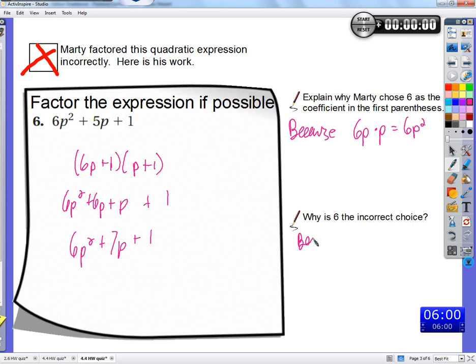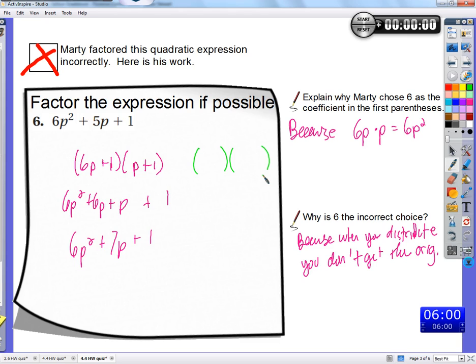Well, it's wrong because when you distribute, you don't get the original. Look at the original expression. Is it possible to factor in such a way that when we do distribute, we do get the original expression? Factor 5P, didn't you? Well, the 5P, that P term right there is going to be the result of this times that plus this times that. And so that number is not going to be purely a product, it's going to be the sum of two numbers.